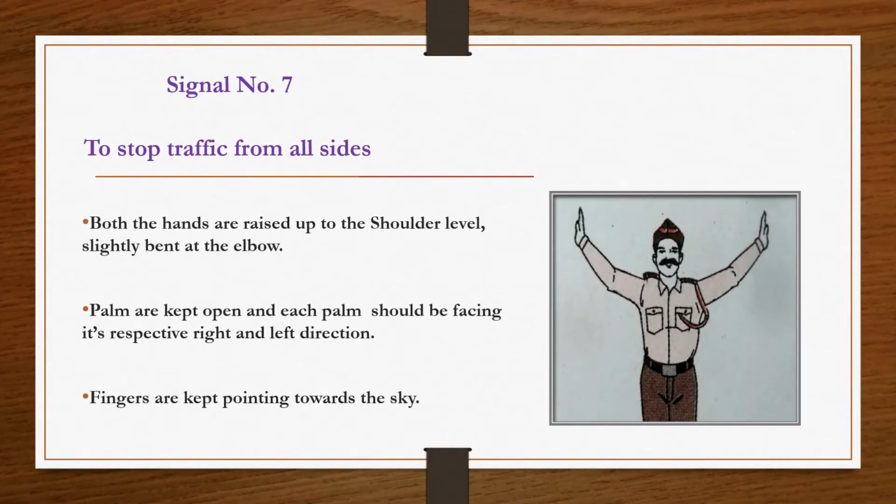Signal number 7. To stop traffic from all sides. Students, please see the given image how this policeman is standing. Both the hands are raised up to the shoulder level, slightly bent at the elbow. Palms are kept open and each palm should be facing its respective right and left direction. Fingers are kept pointing towards the sky.